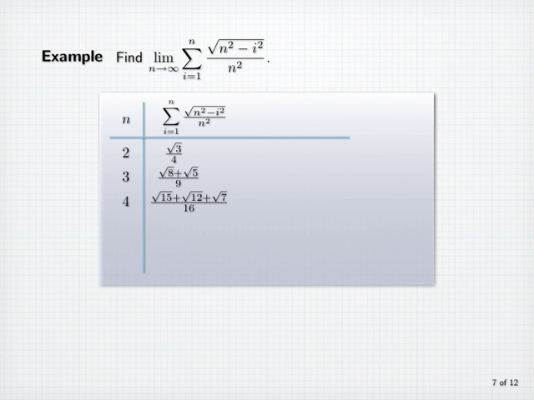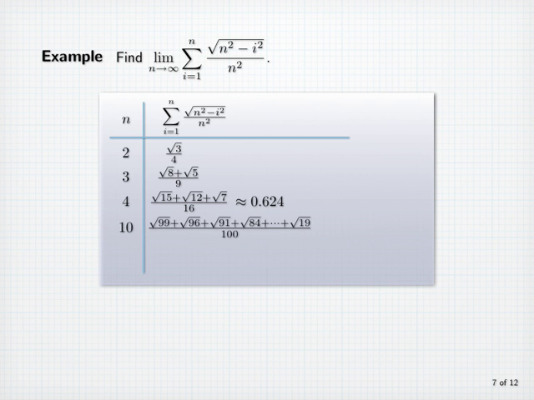The 12 under the radical in the second term is 4 squared minus 2 squared. The 7 under the radical in the third term is 4 squared minus 3 squared. This number turns out to be about 0.624. Let's go ahead to n equals 10.